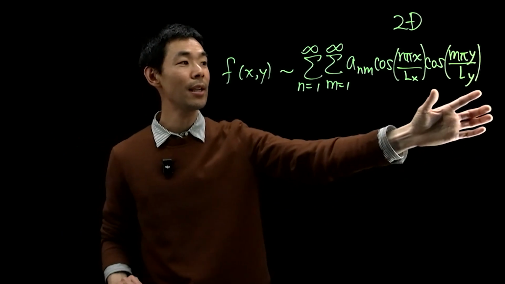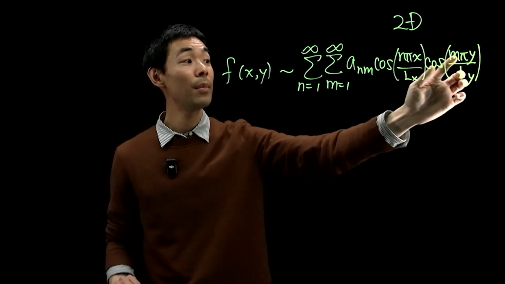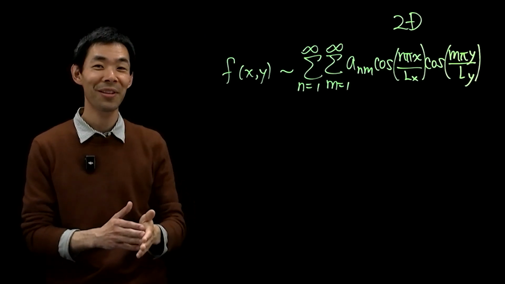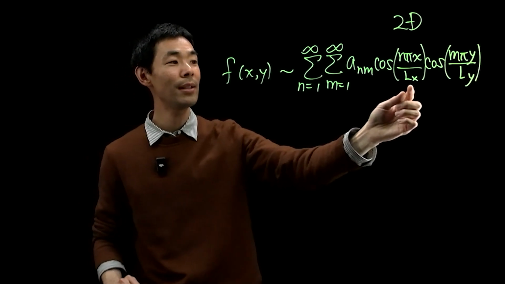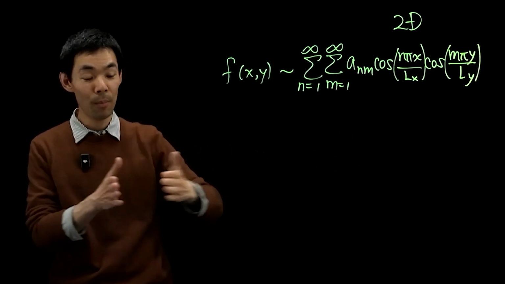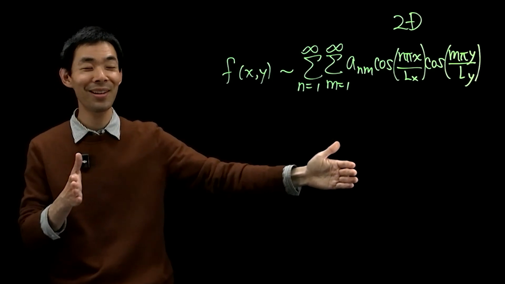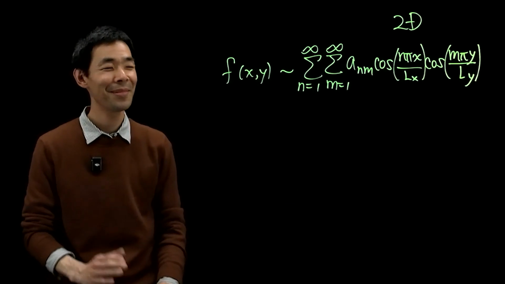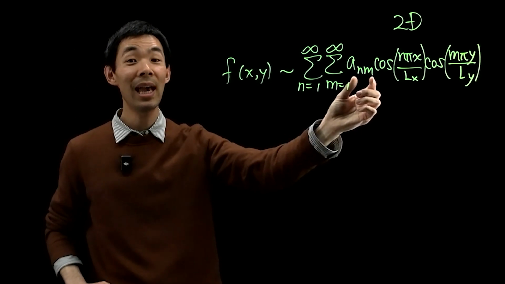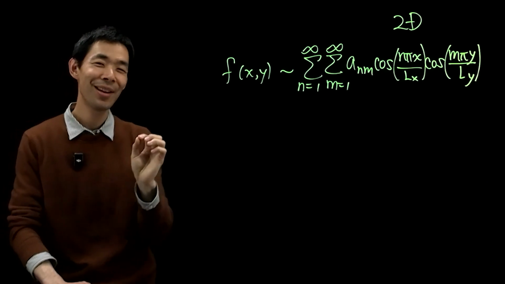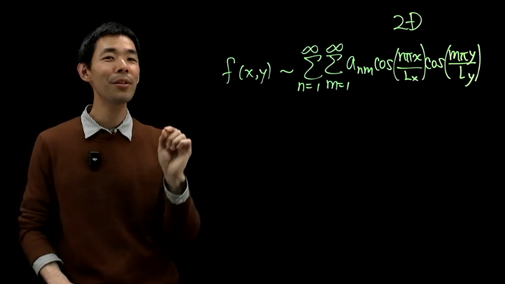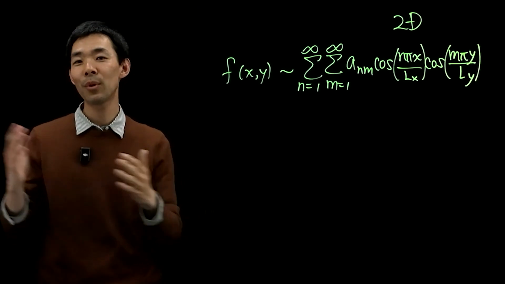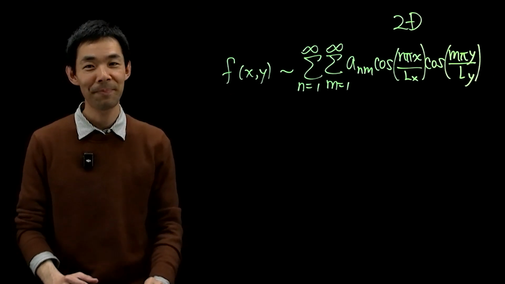So you can see the second term over here on the right, m pi y, tells you the frequency along the y direction. And now we have two different domain sizes, Lx, that tells you how big your space is along the x direction, and then Ly, how big your domain is along the y direction. Okay? And a sub nm tells you how much weight to that particular combination of x and y frequency do I want to have to reproduce my full function in 2D.